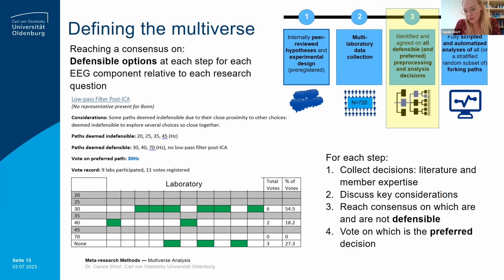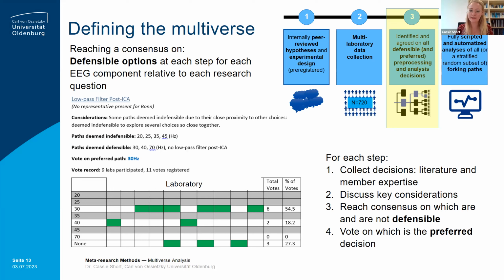And then once we discussed key considerations, we then reached a consensus on what we decided was and wasn't defensible. So here, the rows that are in grey are decisions that we thought about but decided were not defensible. The ones left in white were the ones that we decided, okay, they're defensible and should be included in the multiverse analysis. But then as a final step, we voted on what would be preferred, and the winning option would become our preferred path.